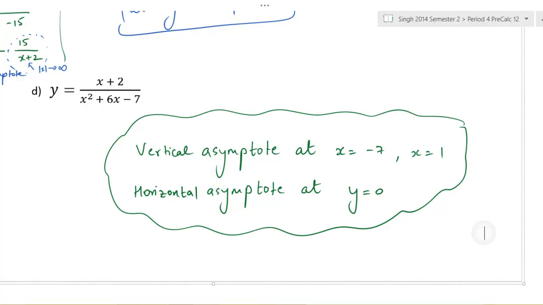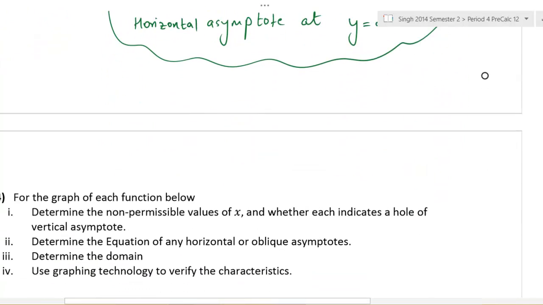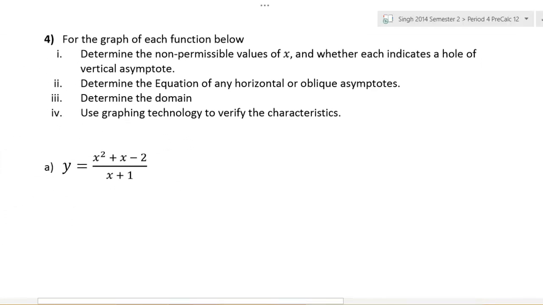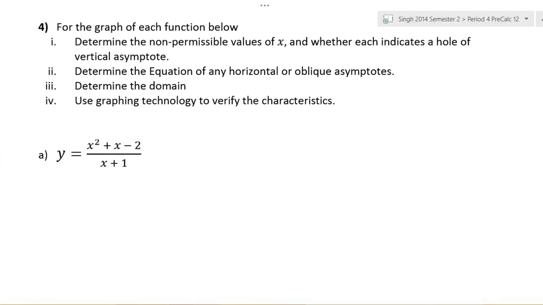Okay, let's get a little bit more practice on this as well. There's more examples on the next page. So example number 4 will give you a bit more practice on this concept. So take a few minutes, give that a try, and I'll go over the answers with you once you've had a chance to give it a try.